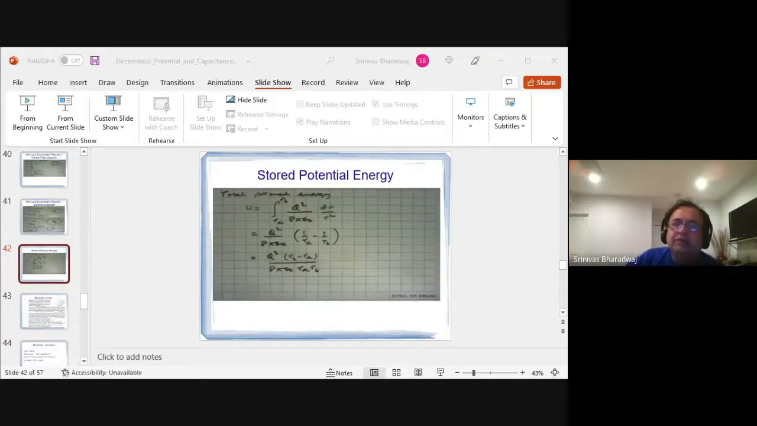Two parallel plate capacitors of C and 2C are connected in parallel. So there is a C. So that is this.